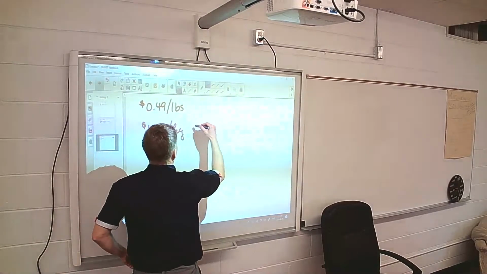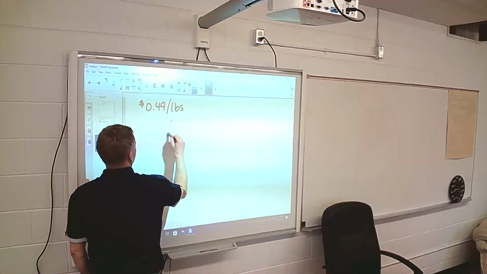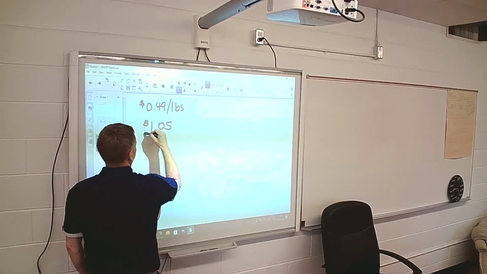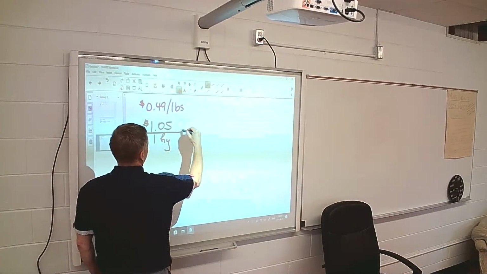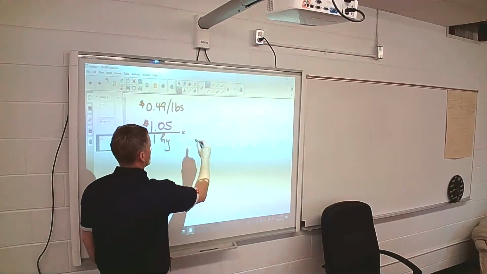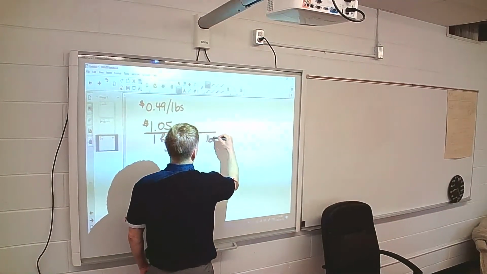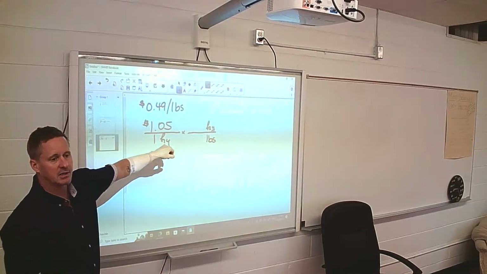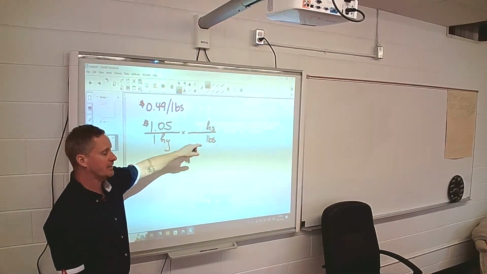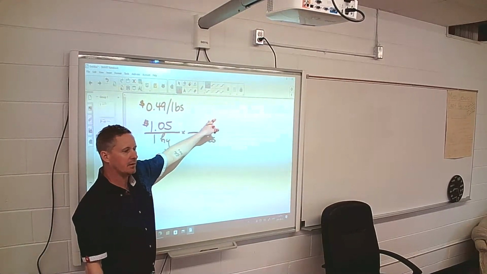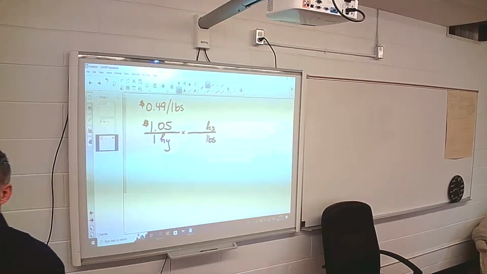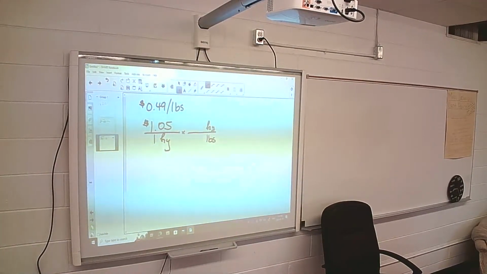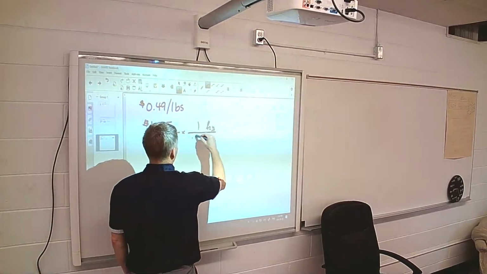Okay. So here's what I have. This is how I'm going to set this one up. And I like that you chose this one. $1.05 per 1 kg. And we need to set it up so that it's pounds. So I got to get rid of the kilogram. Now this is a rare case. The kilograms are on the bottom, I need to change it to pounds on the bottom. Therefore, I have to put the kilograms on top. I have to be able to divide it out so that they cancel. The only way I can do that is top and bottom. All right? 1 kg, 2.2.